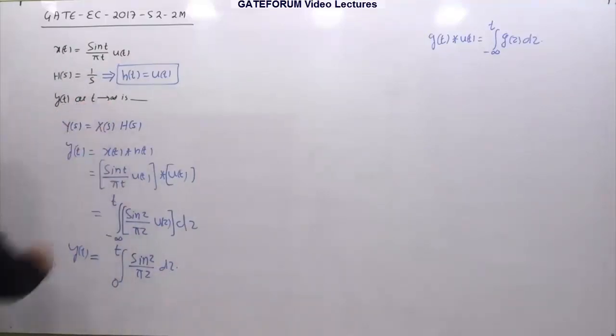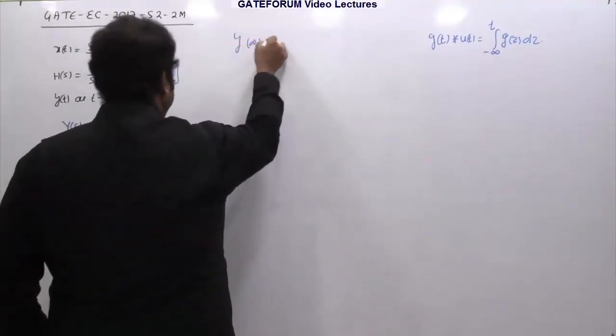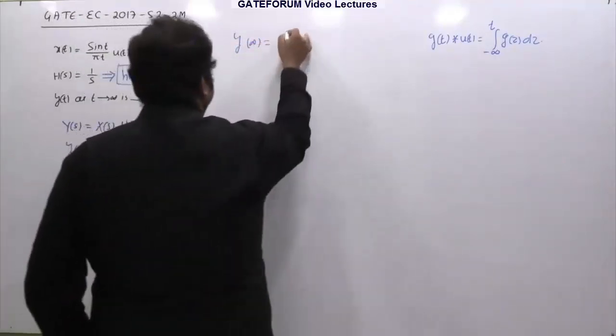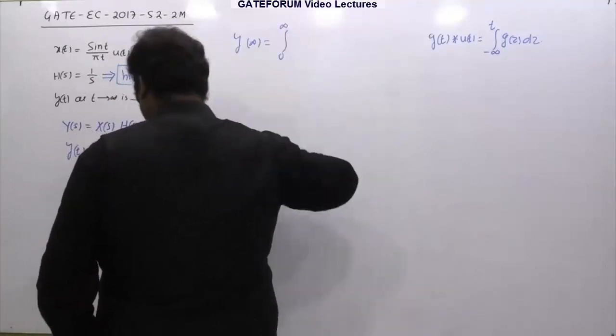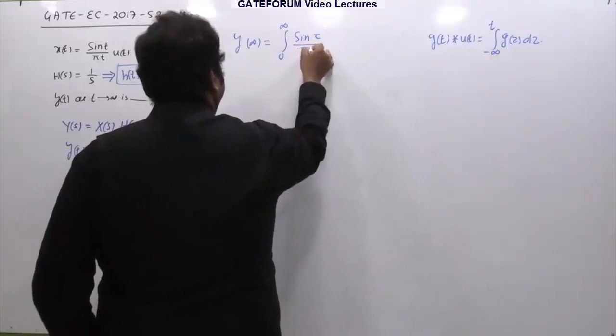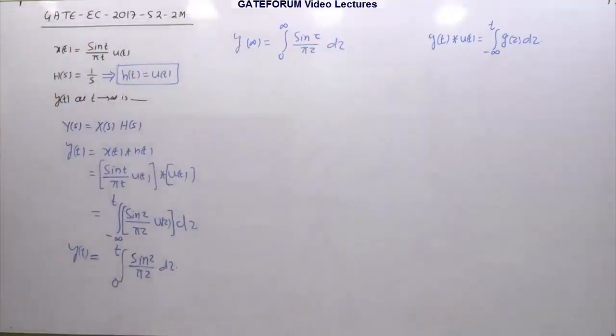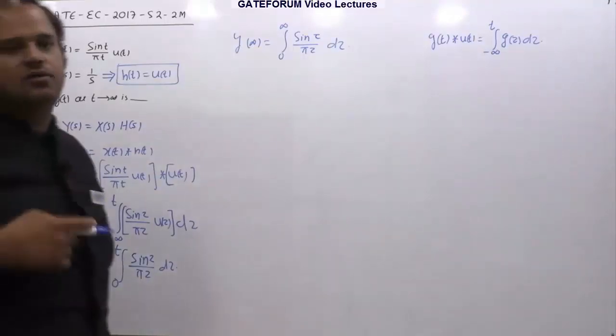But what is my question? I have to find y(infinity). So if you substitute infinity, this becomes the integral from 0 to infinity of sin tau/(pi tau) d tau. That's it. If I ask you what is y(t), you have the limit here up to t. If I ask you what is y(infinity), in place of t you have to substitute infinity. So this becomes the integral from 0 to infinity of sin tau/(pi tau), and we have to solve this integral, and that will be my final answer.